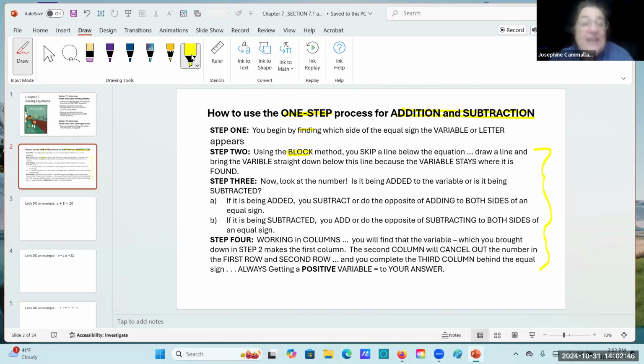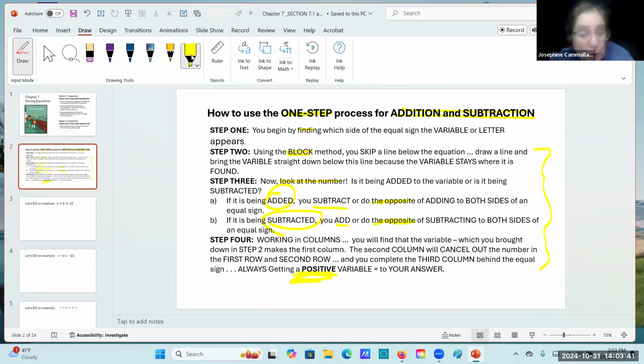Now, the key is the variable is staying on the side that you find it in step 1. Then you're going to look for a number that's on the side of the variable, and you are going to do the opposite. So if we see a subtraction sign, or if you are adding, we're going to subtract, which is the opposite of adding. If we see subtract, we're going to do the opposite. We're going to add. And the key is when we come to the end, we are going to have a positive variable. And that is going to give us the answer that we need.